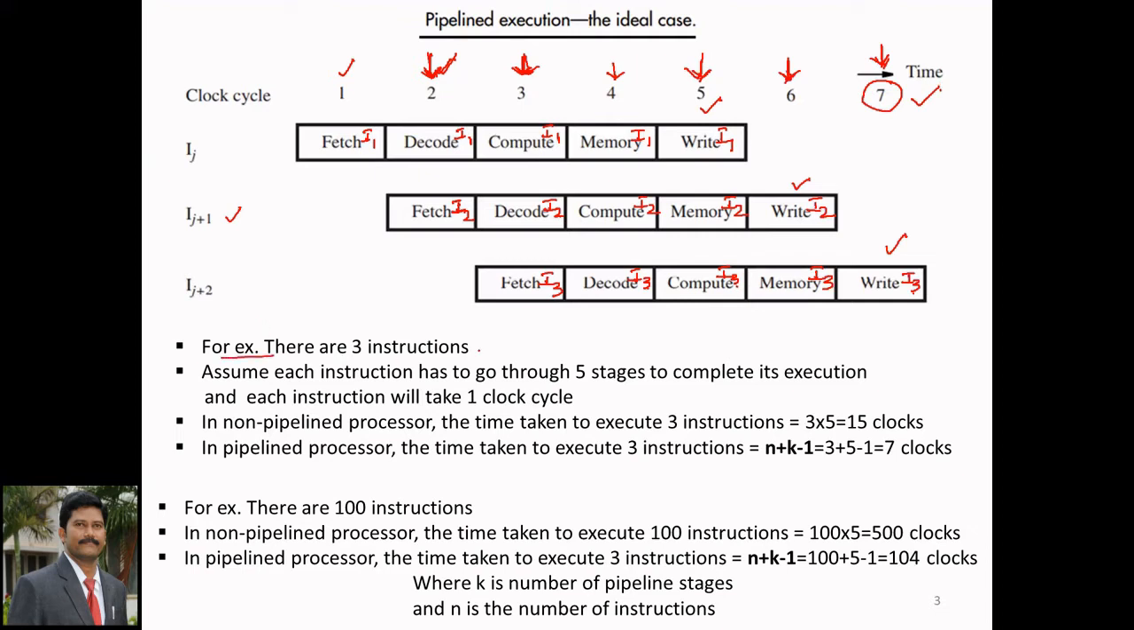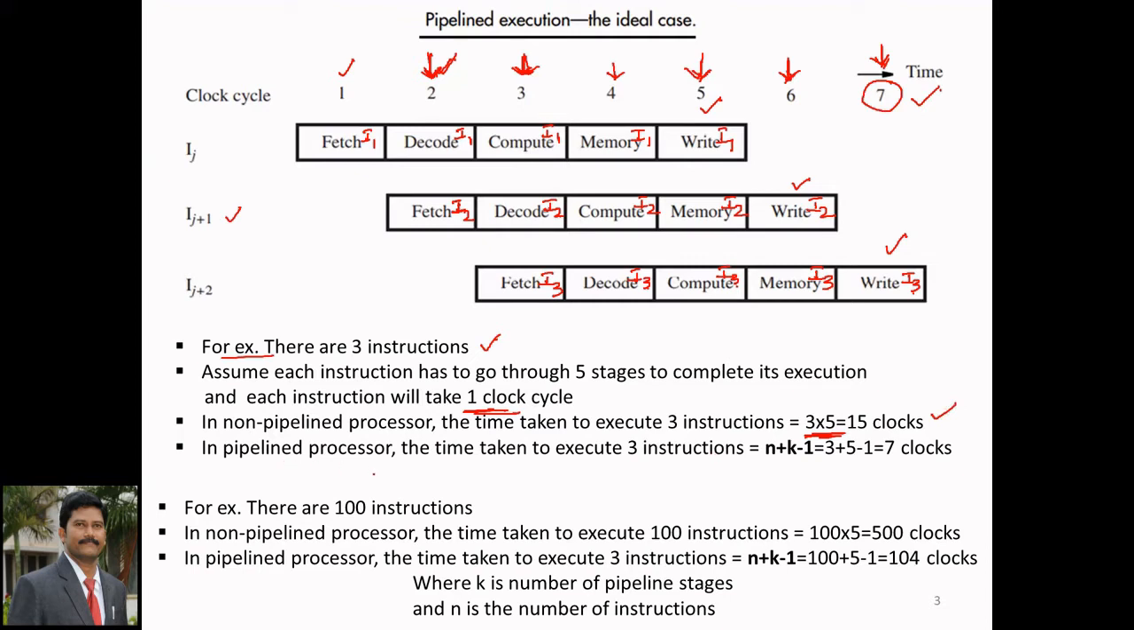For example, if there are 3 instructions, assume each instruction has to go through 5 stages to compute its execution, and each instruction will take 1 clock cycle, you assume. In a non-pipeline processor, the time taken to execute 3 instructions is 3 into 5, because every instruction has 5 stages. There is no pipeline, so that's why 15 clocks it has to take.